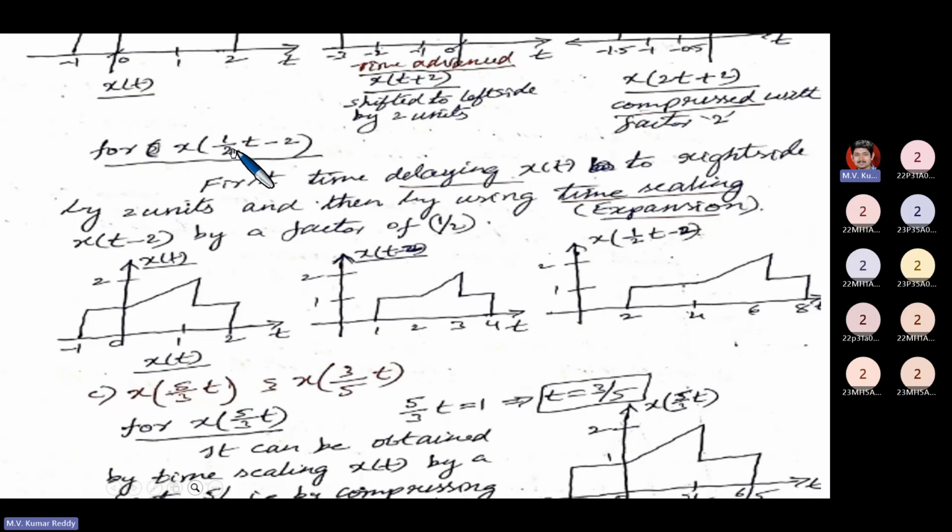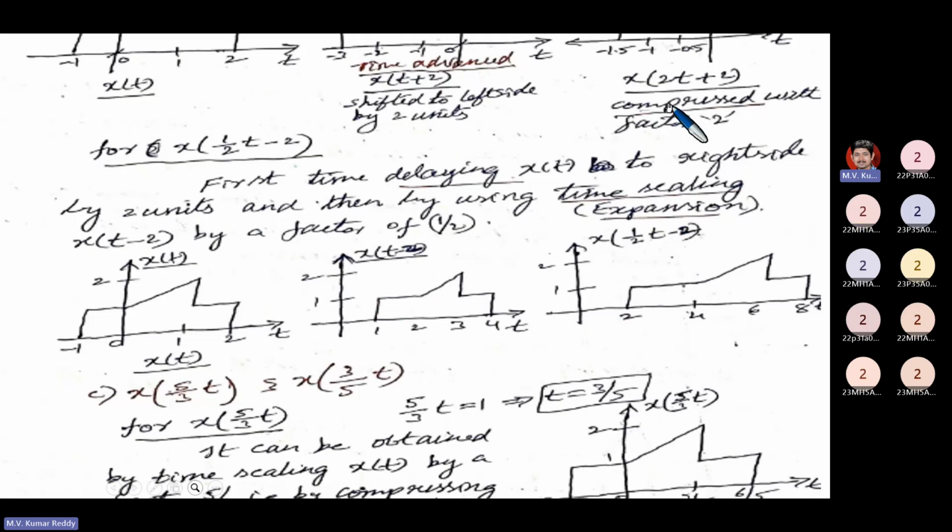Next, what is the portion? 1 by 2 into t. You have to equate it to 1. So 1 by 2 into t is equal to 1. What is the t value? 2. So every value should be multiplied with 2. 1 into 2 is 2, 2 into 2 is 4, 3 into 2 is 6, 4 into 2 is 8. Now this property is called time scaling, and it is the expansion.